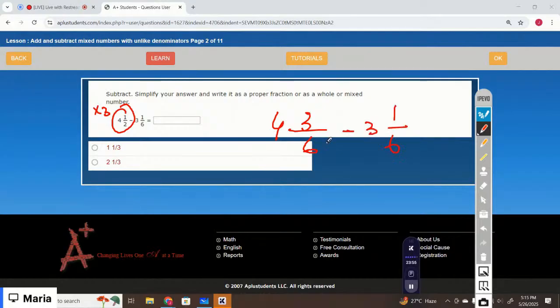Now they have the same denominators. Just subtract their whole numbers. 4 minus 3 is 1. Subtract their numerators because they have the same denominators. 3 minus 1 is 2. That is 2 over 6. You can divide the fractional part by the common number, that is 2. 2 divided by 2 is 1 and 6 divided by 2 is 3. So the correct option is 1 whole 1 over 3.